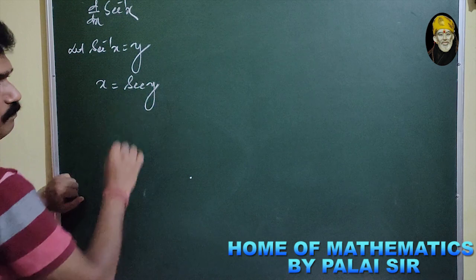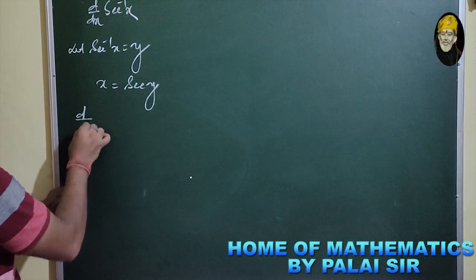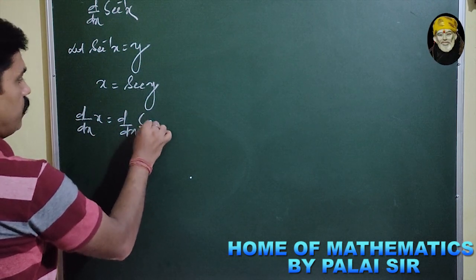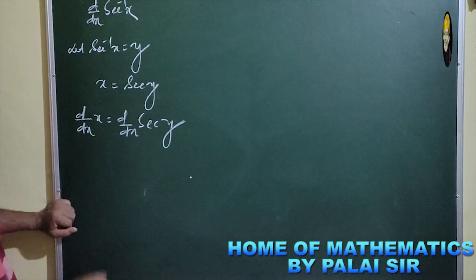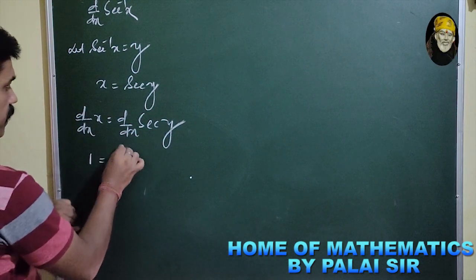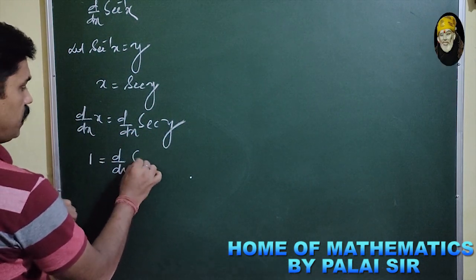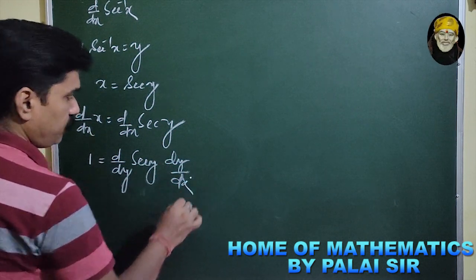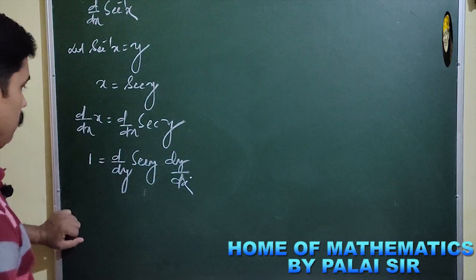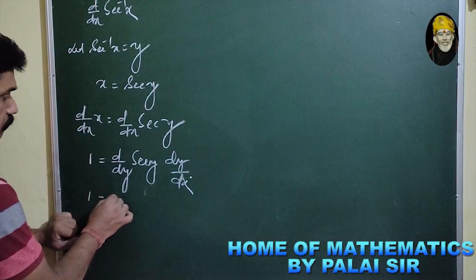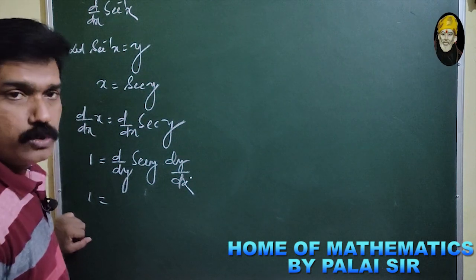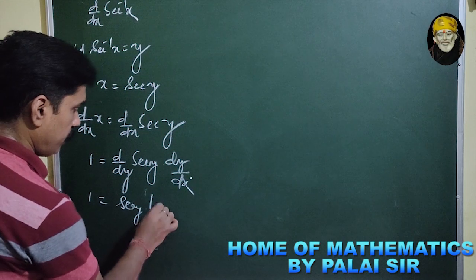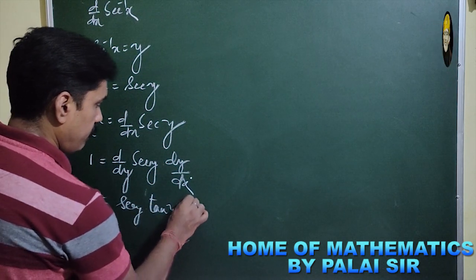This is sec y. Then you take the derivative from both sides: dy/dx of x will be dy/dx of sec y. Derivative of x is 1. Here it can be written as d/dy of sec y into dy by dx. So what is the derivative of sec y? The derivative of sec y is sec y into tan y. So the derivative will come as sec y into tan y into dy by dx.